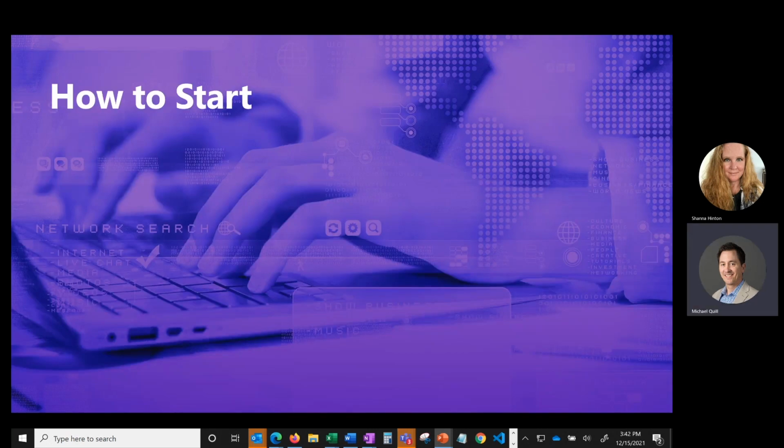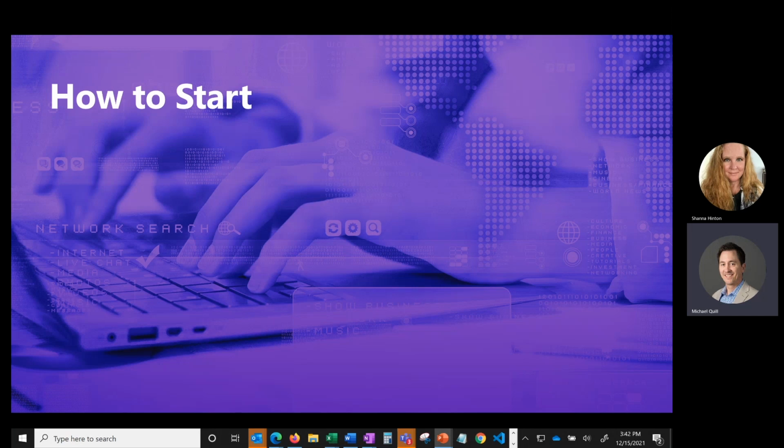So where do you get started? Maybe you've seen these signs. Maybe you know more than one of those in your own portfolio of applications. So where do you get started? It can be daunting. It can be a lot for organizations to handle.